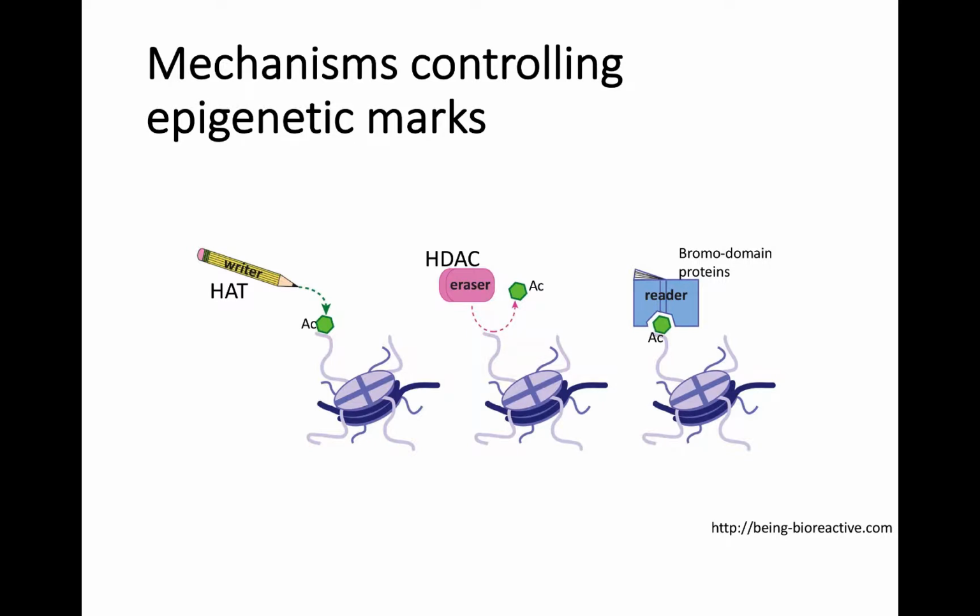As we have discussed previously for other marks, the mechanisms governing epigenetic marks such as histone acetylation can be summarized by the writer, eraser, and reader model. For histone acetylation, the writer proteins are histone acetyltransferases, the eraser molecules are histone deacetylases, and the reader molecules are bromodomain-containing proteins. Here we will focus on the erasers, the histone deacetylases.